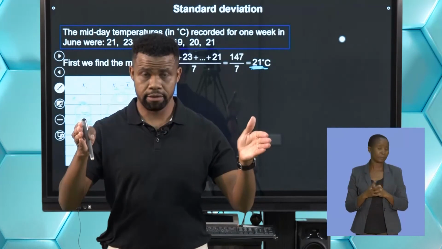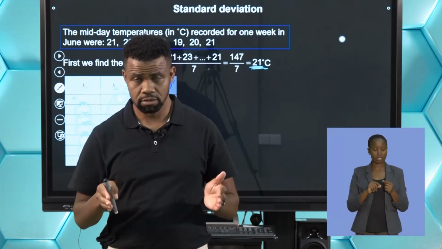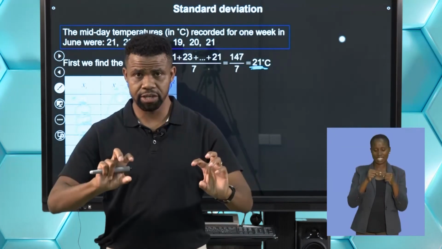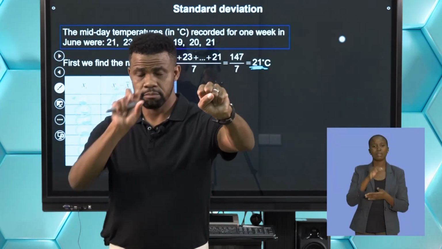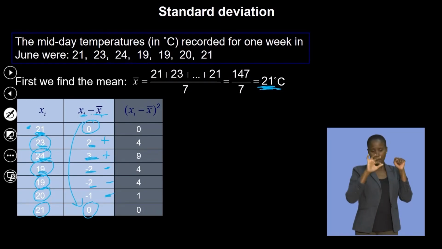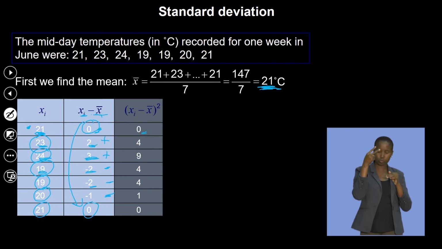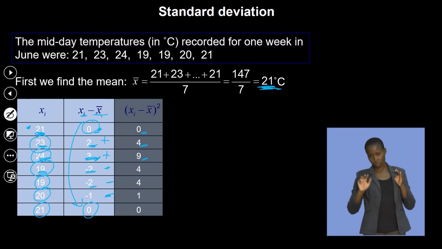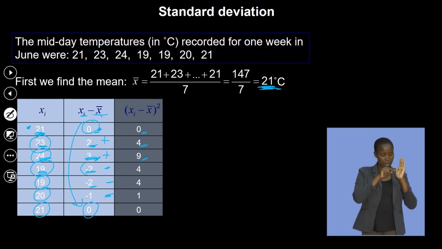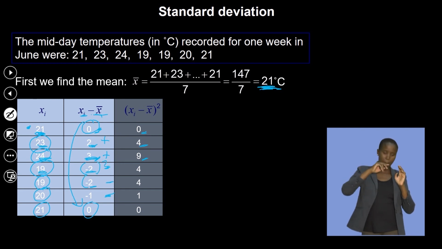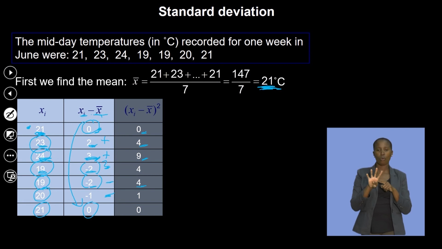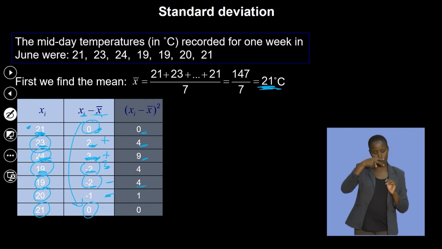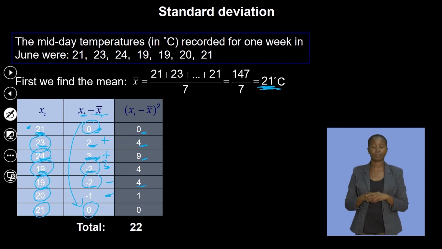Now, what we have to do is to square the deviation. What is the deviation? Those x minus the average. So if you square, what is 0 squared? 0. 2 squared? 4. 3 squared? 9. Negative 2 squared. Very important how we square: it must be in brackets. Hence we're getting 4. Then we get negative 1 squared, which is 1. 0 squared, we get 0. Then we add all this. So we get 22.